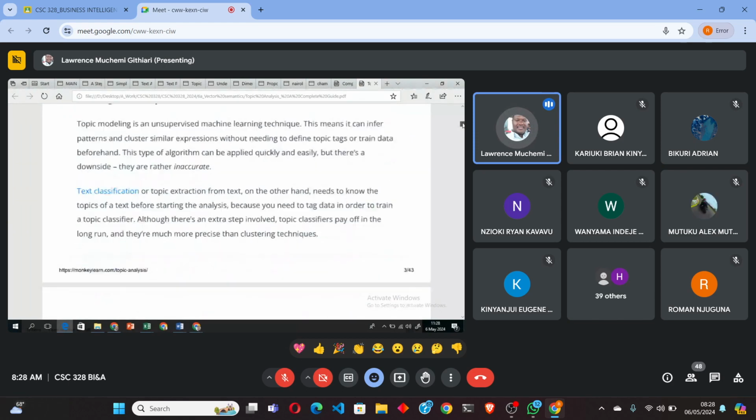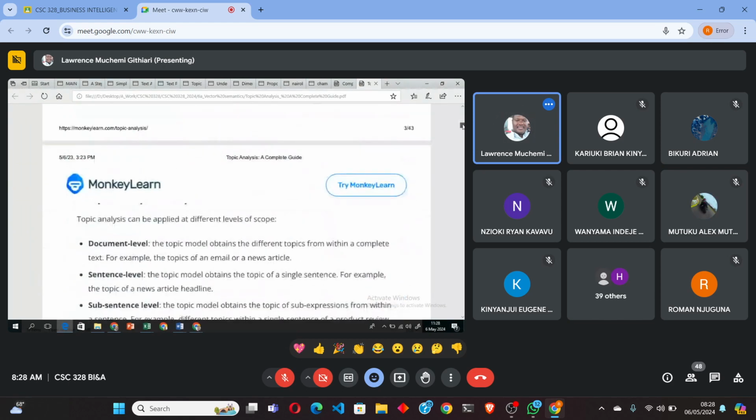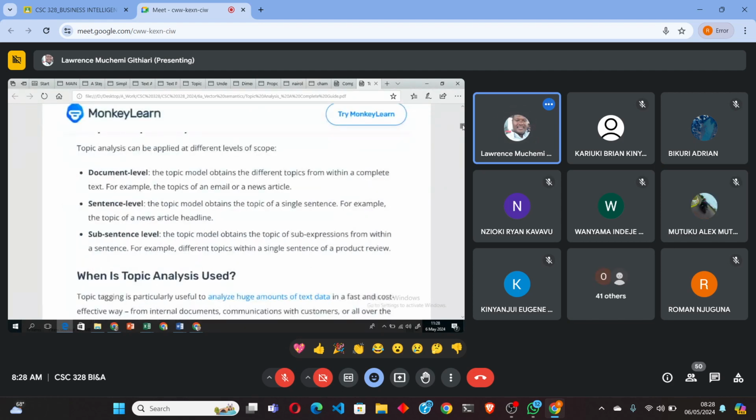Remember, topic analysis is where you are taking text and you are trying to extract the topics that are being discussed there. So the topics could be identified through key phrases or what you call named entity extraction. Named entities are like the nouns that you find in that document. All right. And we say that it can be applied at all these levels: the document, the sentence, and the sub-sentence.